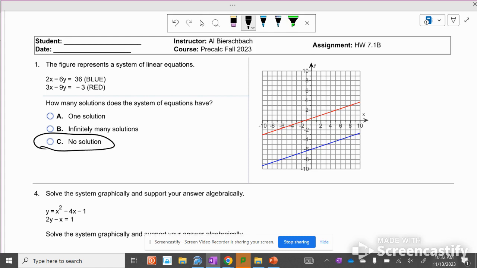When you have solutions to equations, that's where their graphs will intersect. This one has a slope of 1/3. This one has a slope of 1/3. Since they both have the same slope, they are parallel to each other. Since they're parallel to each other, they will not intersect, so there is no solution.